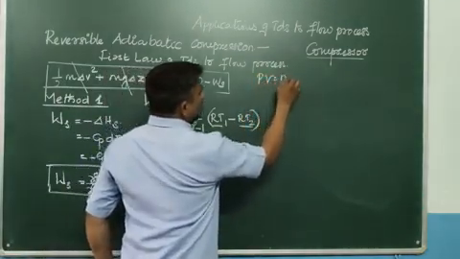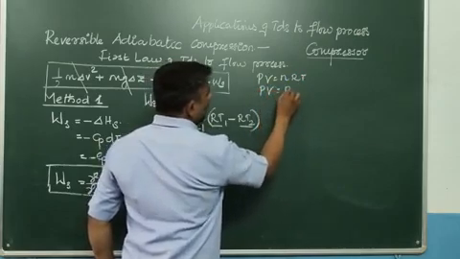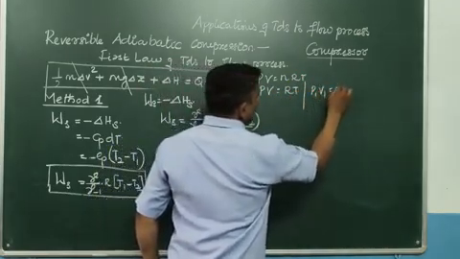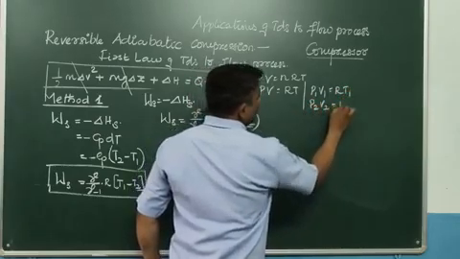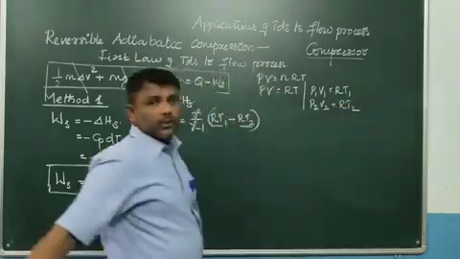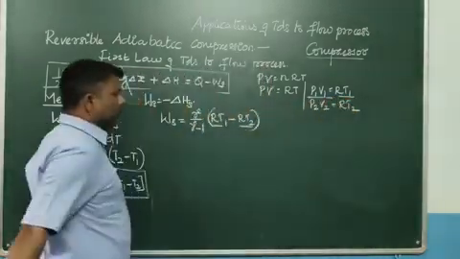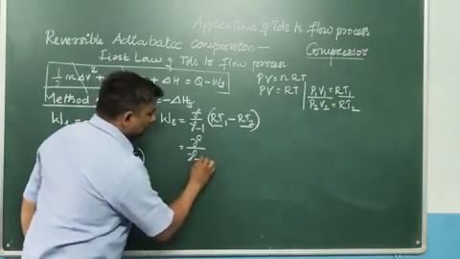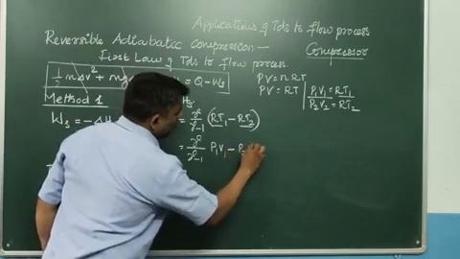PV is equal to nRT. For 1 mole of gas, PV is equal to R into T. Clear? P1 V1 is equal to R into T1. Similarly, P2 V2 is equal to R into T2. Clear? Instead of R T1, I am going to substitute P1 V1. So gamma divided by gamma minus 1 into P1 V1 minus P2 V2.